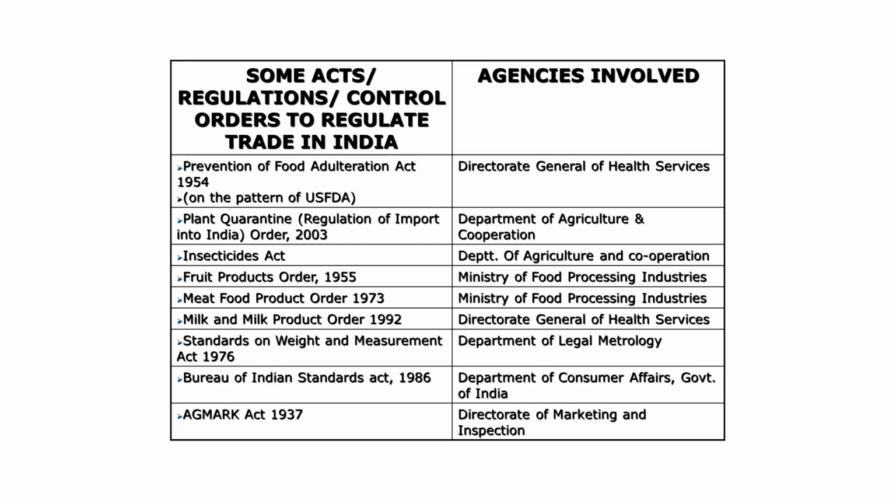Then you have the Directorate General of Health Services taking care of the Milk and Milk Product Order, right? Standards on weights and measurement come from the Department of Legal Metrology. Then the Bureau of Indian Standards Act 1986 falls under the Department of Consumer Affairs, Government of India. The Agmark Act 1937 is looked after by the Directorate of Marketing and Inspection, right?